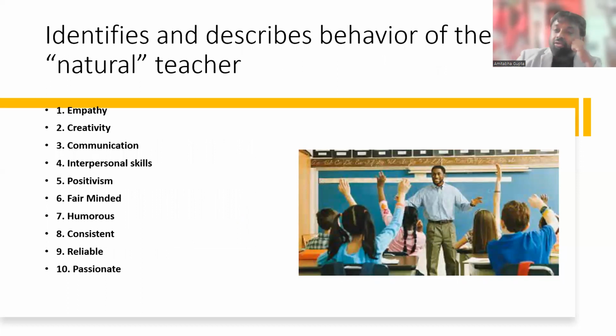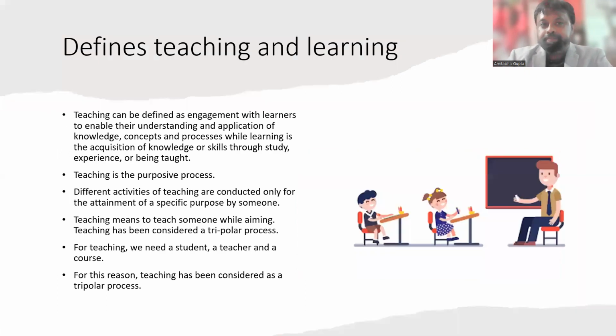Now let us check what the qualities and behavior of a natural teacher are. We all know, but let us just recapitulate. Number 1, empathy. Number 2, creativity. Number 3, communication. Number 4, interpersonal skills. Number 5, positivism. Number 6, fair-minded. You must be unbiased. Number 7, a sense of humor. Next one is consistent. Number 9 is reliable. And number 10 is passionate. That means you should be passionate about your teaching job.